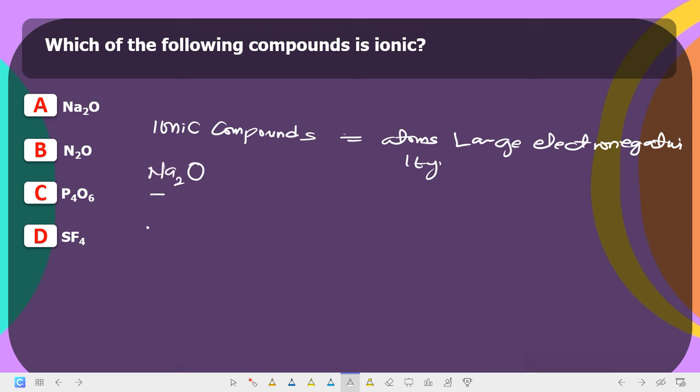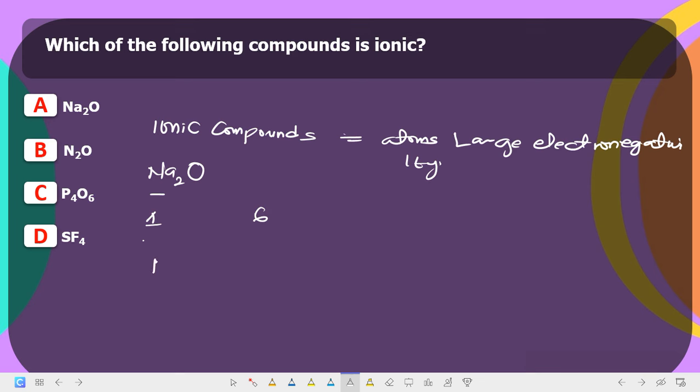Now, sodium is a group 1 element. Oxygen is what? Group 6. You see how far they are. Electronegativity does what? Increases across the period. So it means that sodium is very, very much less electronegative than what? Oxygen. Now, let's look at the next one.